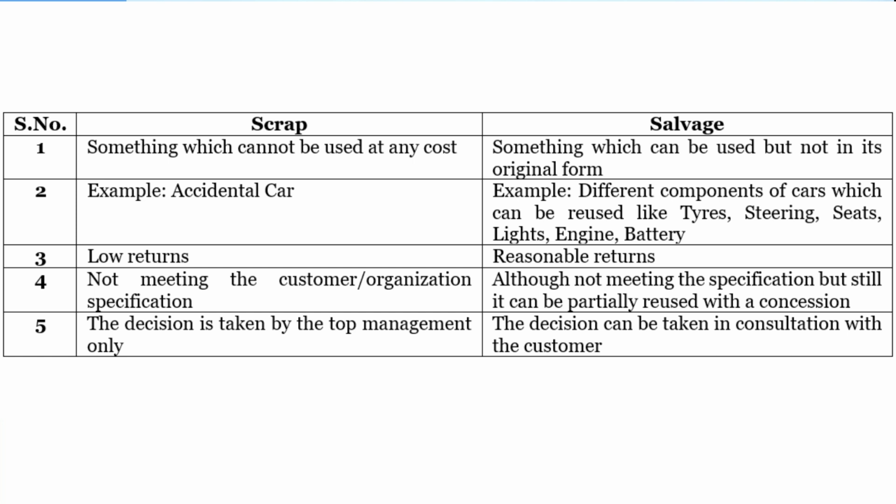When we talk about scrap, primarily the intent is that it is not meeting the customer or the organization specification. Whereas when we talk about salvage, yes, it is true that it is not meeting the specification, but still it can be partially used by using some concession or something like maybe a customer approval. And lastly, whenever we are talking about scrap, generally the decision is taken by the top management because there is a lot of loss with respect to the money. On the other hand, when we talk about salvage, this decision can be taken in consultation with a quality head or a production head or maybe with the help of a customer.